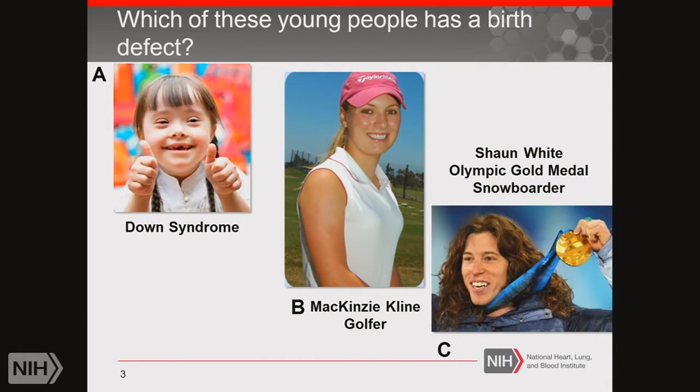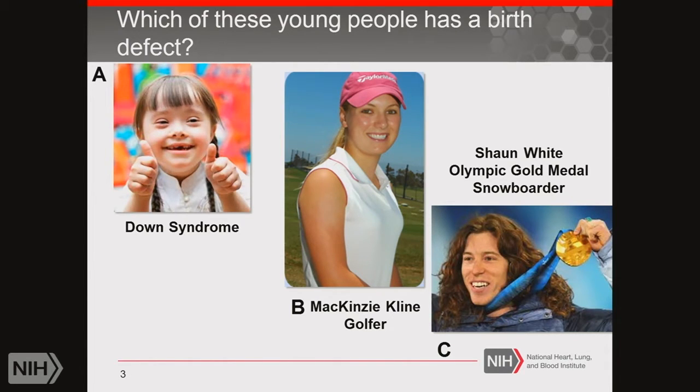Mackenzie Klein, who's an amateur golfer, has complex congenital heart disease, as does Shaun White, who's an Olympic gold medal snowboarder. Now, a lot of you didn't raise your hands, and why don't we think of this as a birth defect? Well, the reason is that we think of a birth defect as something we can see. So we could see that the first child has perhaps some unusual facial features and other features, and that may be associated with a birth defect. But we don't think of heart disease as a birth defect.